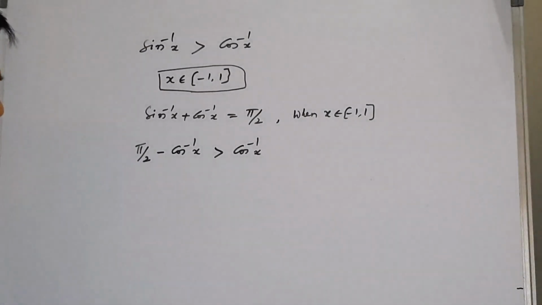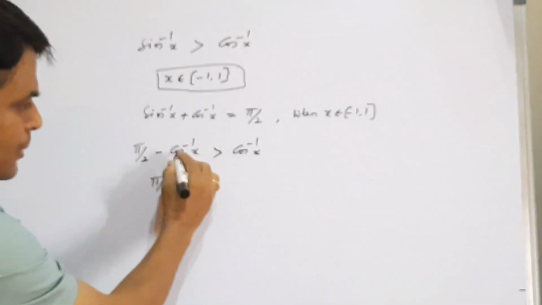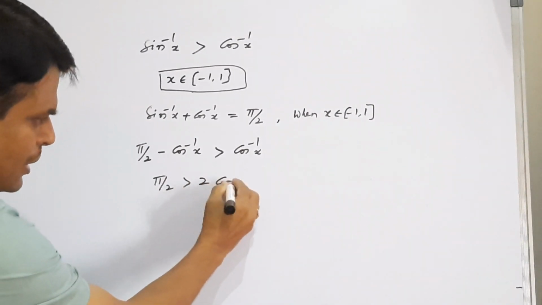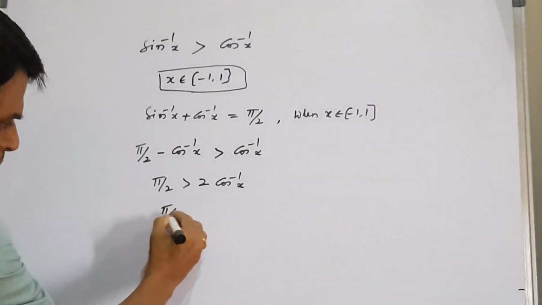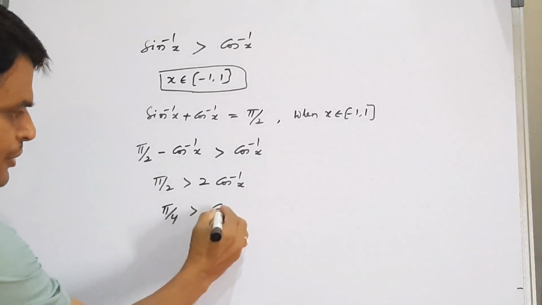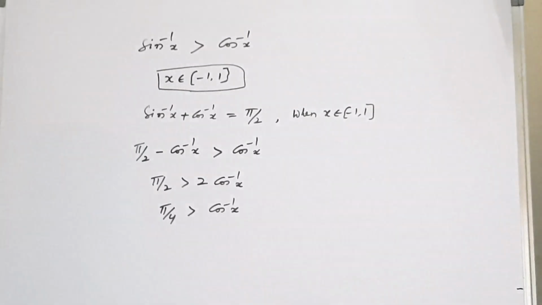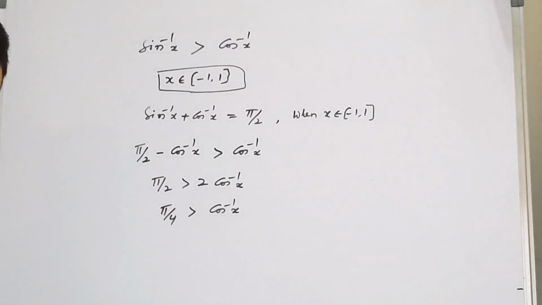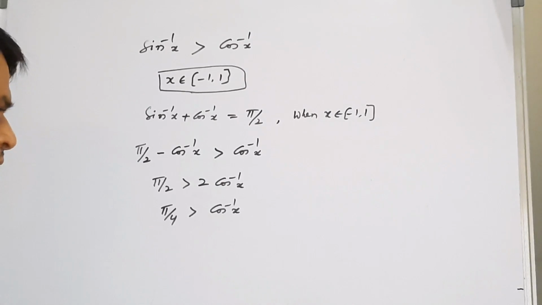Okay now? Now pi by 2 is greater than cos inverse x, which is going towards the left, so you will be getting 2 cos inverse x. Now you can say that pi by 4 is greater than cos inverse x. Till here nobody will get any doubt. But to write the values of x, whenever an inequality is given, depending on whether the function is increasing or decreasing, the inequality will change.